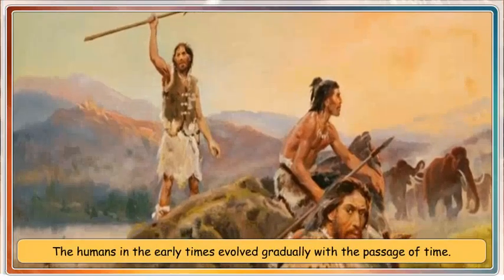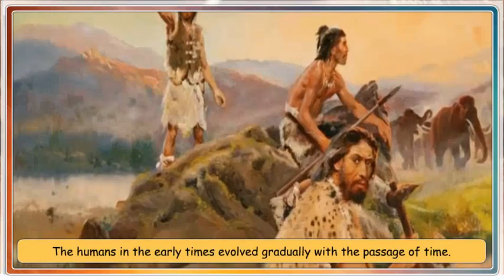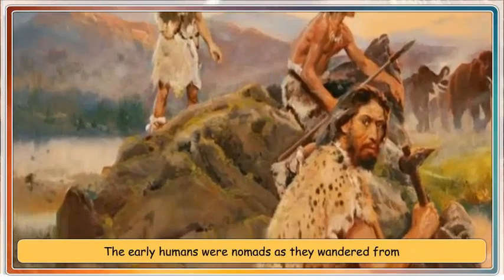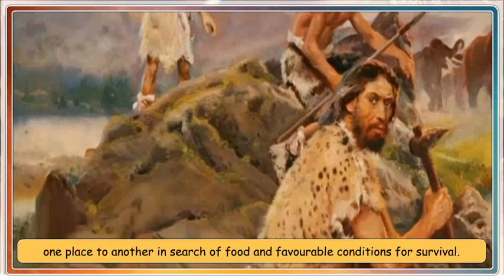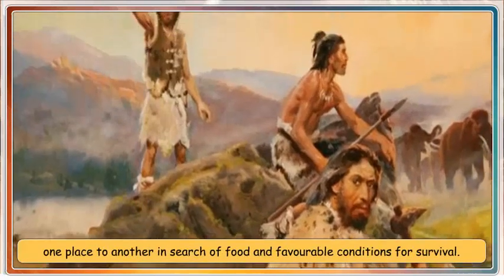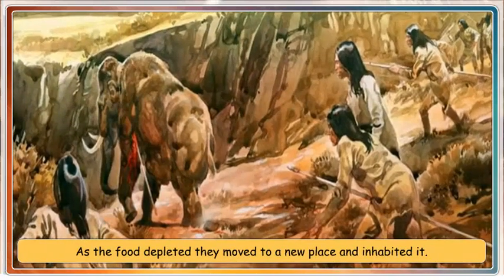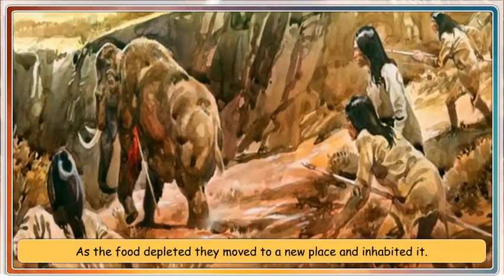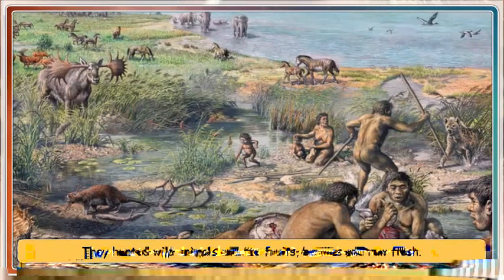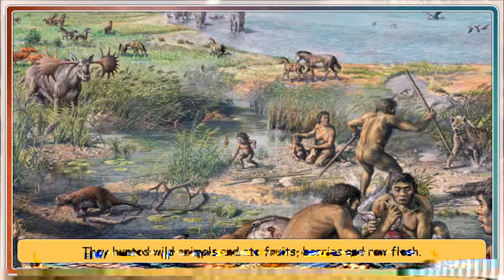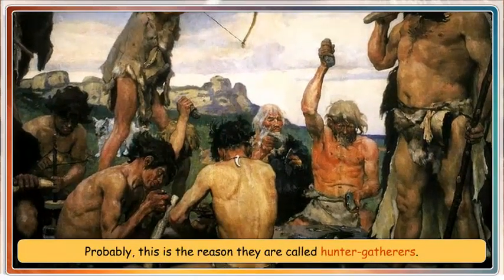The humans in the early times evolved gradually with the passage of time. The early humans were nomads as they wandered from one place to another in search of food and favorable conditions for survival. As the food depleted, they moved to a new place and inhabited it. They hunted wild animals and ate fruits, berries, and raw flesh. Probably this is the reason they are called hunter-gatherers.